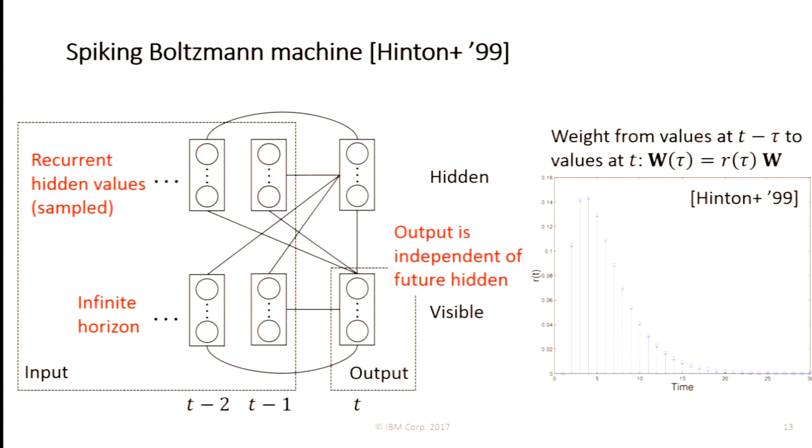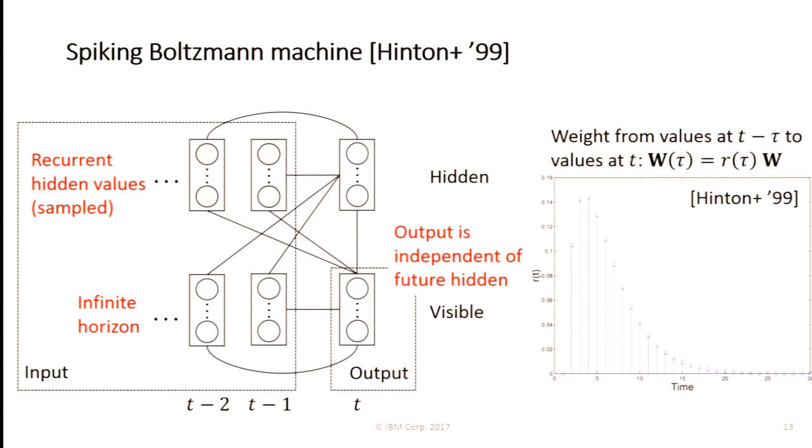But hidden values are random in Boltzmann machines, so it is intractable to do exact inference and learning with this model. The approximation that has been used in Hinton's paper is that for these historical hidden values, they use sampled values. So at every step, you sample from the distribution of hidden values, and those sampled values are used in the succeeding steps as input. There is also an assumption that the output is independent of future hidden values, but this is similar to the directed model that we have seen in the previous part.